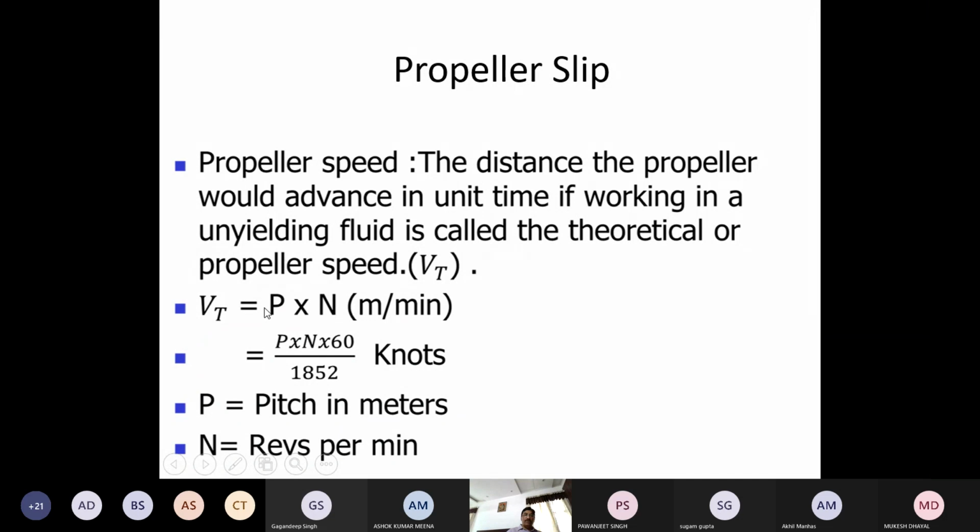P is the pitch. Now we know that if the propeller makes 1 complete revolution, it will move equal to P meters. Pitch is in meters. So assuming that the water holds its position, unyielding, that is why the definition also says unyielding fluid, the distance the propeller would advance in unit time if working in an unyielding fluid is called the theoretical or propeller speed. So speed is nothing but distance per unit time, correct?